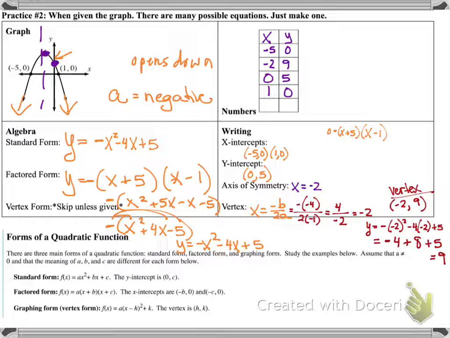So just take a look at the quadratic forms down here at the bottom. I just want you to make note of these right here. We're just studying. If you have questions, get on those optional Zoom meetings on Wednesday. Friday you don't have school, so just keep that in mind.